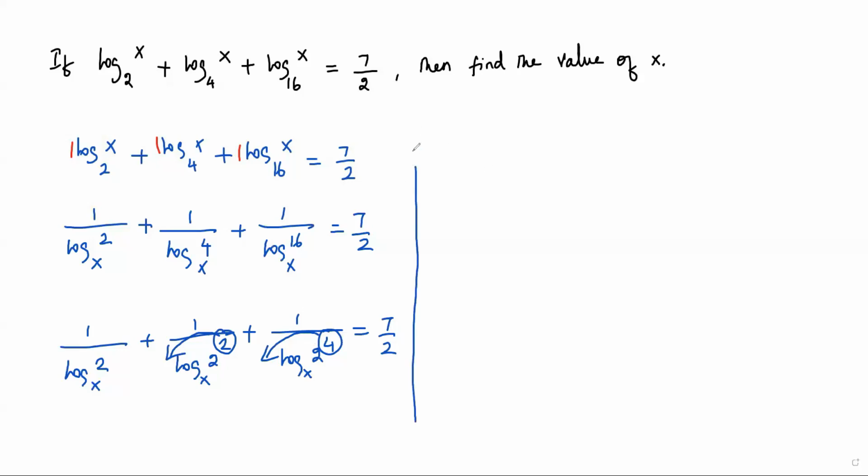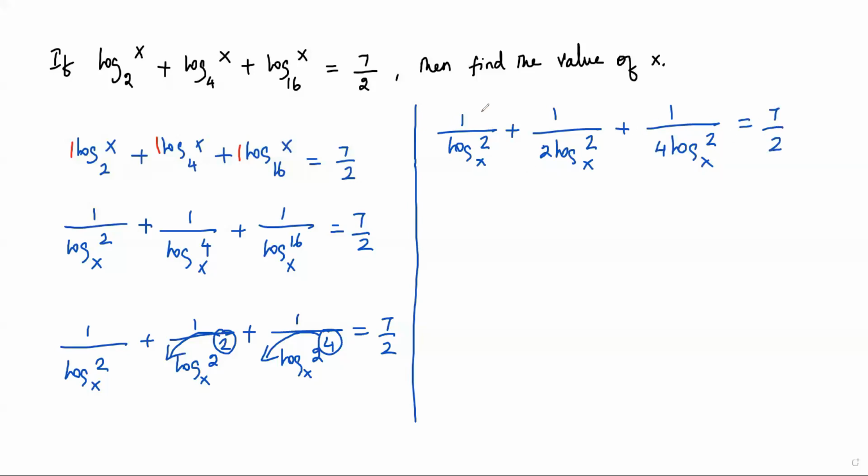So the resulting equation will be 1 over log 2 to the base x plus 1 over 2 times log 2 to the base x plus 1 over 4 times log 2 to the base x is equal to 7 over 2. Here, if I want to add 2 or more fractions, I must get the same denominator. So here I have log 2 to the base x in each, but I have 2 and 4. The least common multiple of 2 and 4 is 4. So to get the same denominator, I multiply the first fraction, numerator and denominator, by 4 and the second fraction by 2.